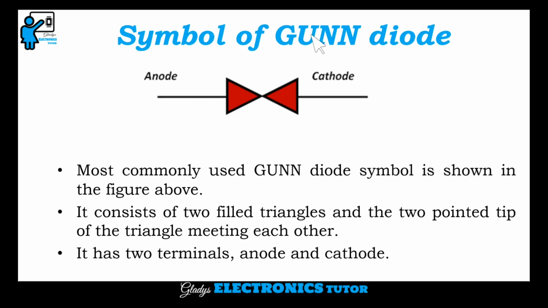This is the symbol of Gunn diode. The most commonly used Gunn diode symbol is shown in the figure. So it consists of two filled triangles, with the two pointed tips of the triangles meeting each other. It has two terminals, anode and cathode.